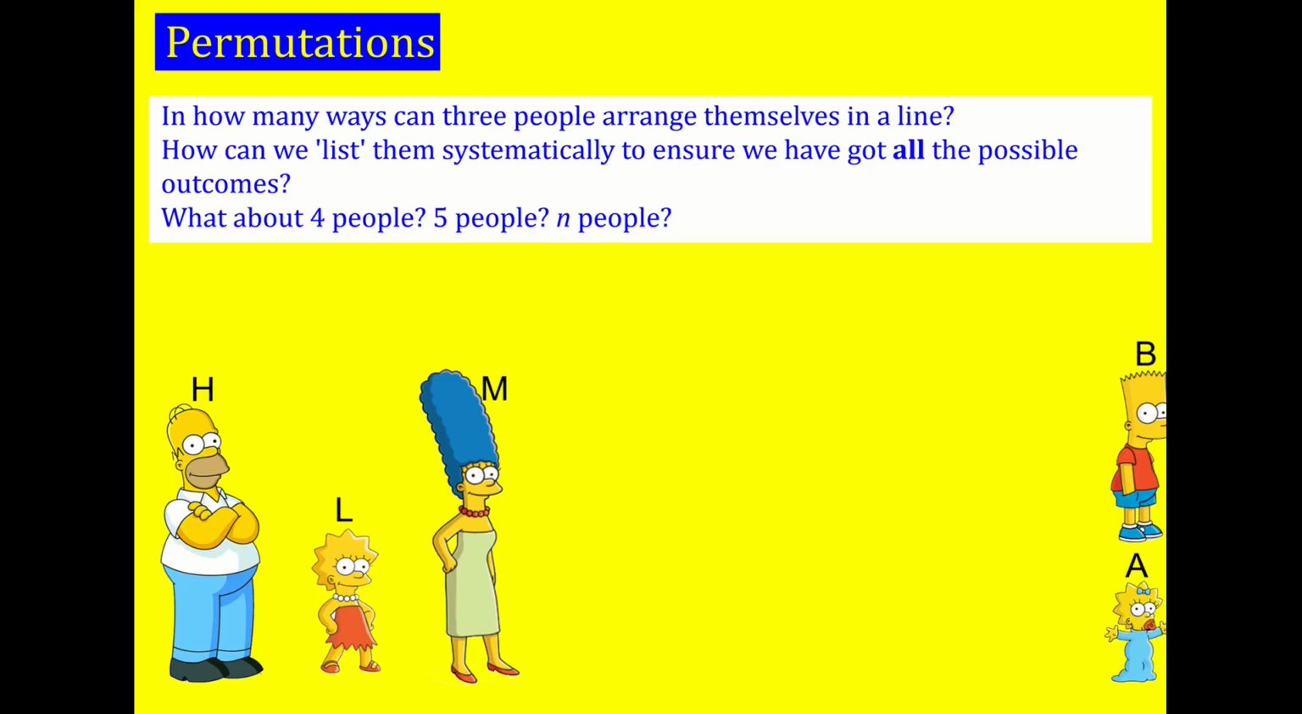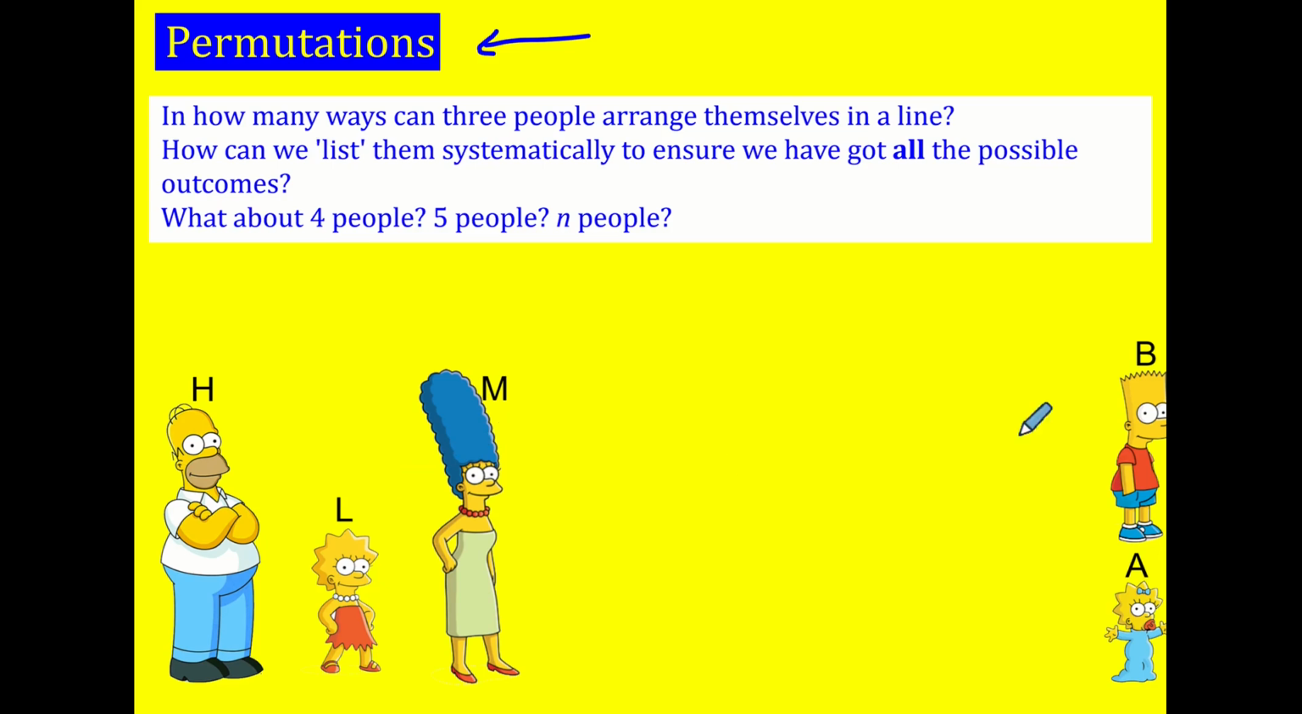Today we're going to look at the topic of permutations, and this is when you list things and the order matters. So let's look at an example. We've got Homer, Lisa, and Marge Simpson here. How many different ways could I arrange these three people into a line? I'd like you to pause the video and try and work out them all.